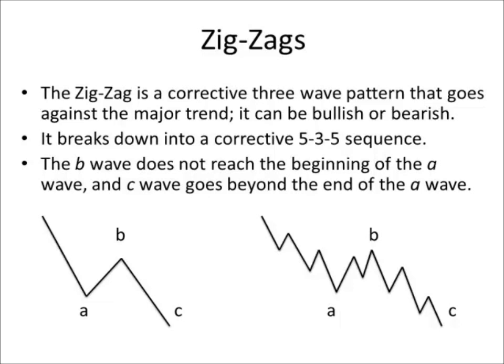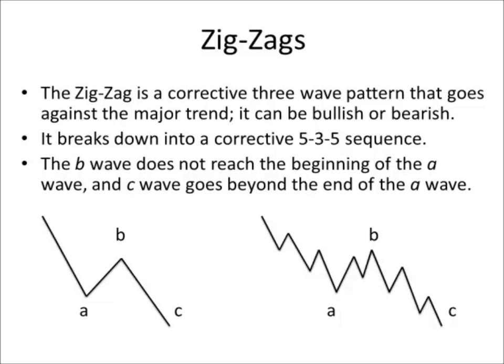The main characteristic of the zigzag is that we break down into a 5-3-5 corrective sequence. So the zigzag has 3 waves, A, B, and C, and each of those waves has its own number of waves. So the A wave has 5 waves in it, B has 3 waves in it, and C has 5 waves in it. So that is the 5-3-5 sequence. The other thing to note is that the B wave does not reach the beginning of the A wave. So if you look at the picture, we see the A wave from the top of the A wave to the bottom of the A wave. The top of the B wave does not reach where the A wave started.